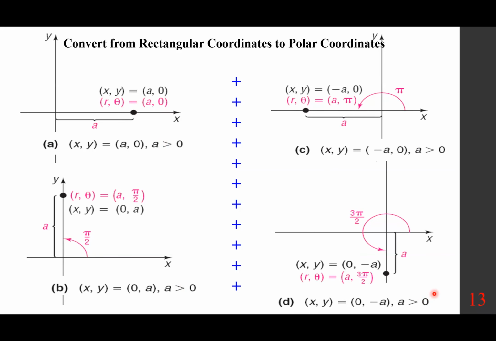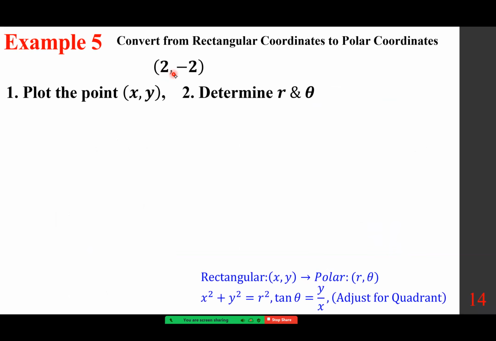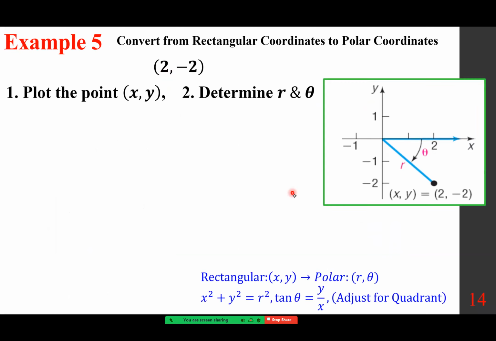Convert from rectangular coordinates to polar coordinates in general, where the pair is 2, negative 2. So we are going to plot the point and determine r and theta. On the rectangular coordinate system, you just go 2 units to the right and 2 units down. So 2 to the right, 2 down.